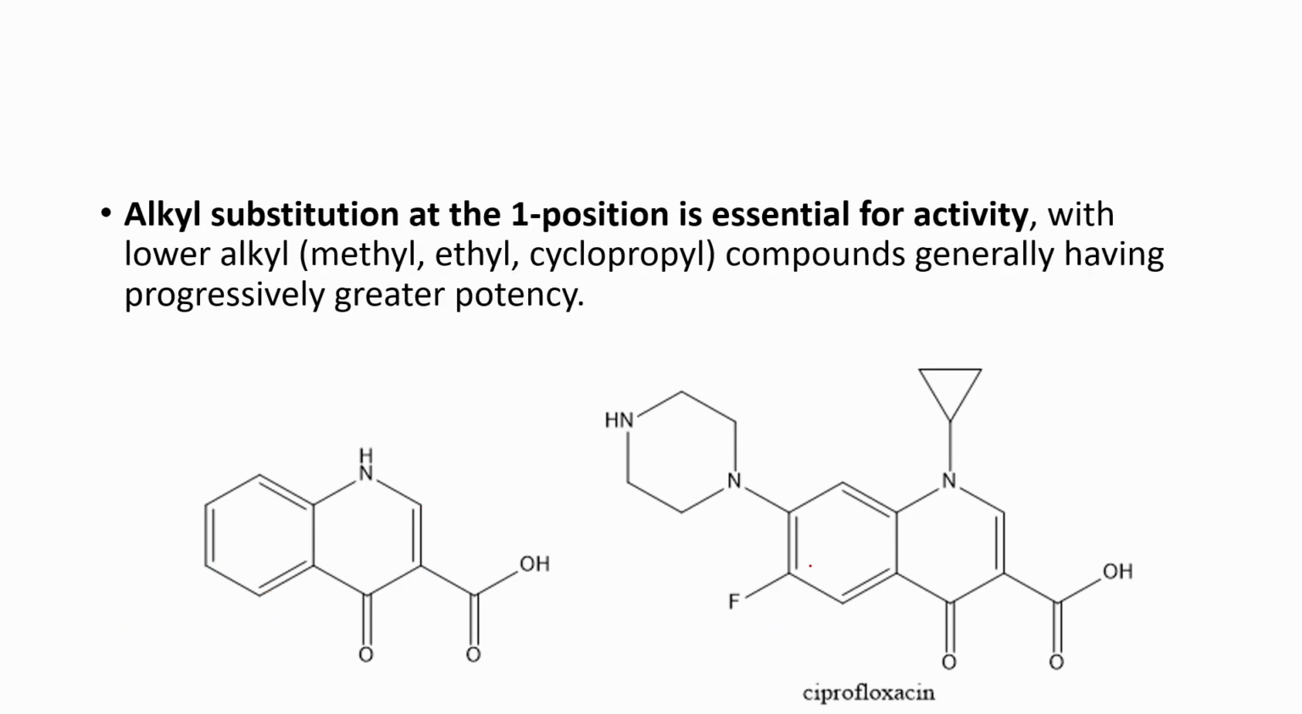Next, alkyl substitution at the 1 position is essential for activity, with lower alkyl substituents generally having progressively greater potency. So, in the 1 position, you see 1 here, you can substitute a methyl. You can also substitute an ethyl if you want to, and you can also substitute a cyclopropyl like you can see in our ciprofloxacin. Levofloxacin. Okay, so it is essential for activity, meaning it at least must have a methyl, ethyl, or cyclopropyl substituent. If it has no alkyl substituent at 1, or it might have a different substitution like an alcohol, it will lose its antibacterial activity. Okay, so alkyl substitution at 1 is essential for activity.